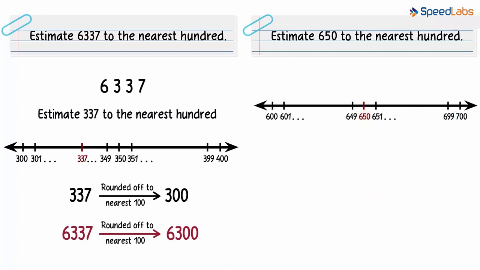Likewise, we can keep estimating numbers further to the nearest 1000, 10,000 and so on. In the next lesson, we will look at examples of rounding off to the nearest 1000.